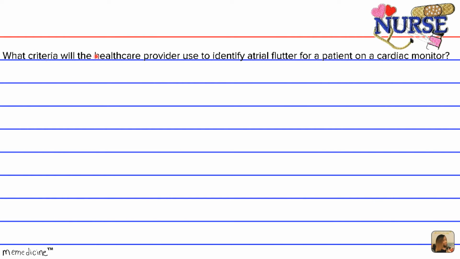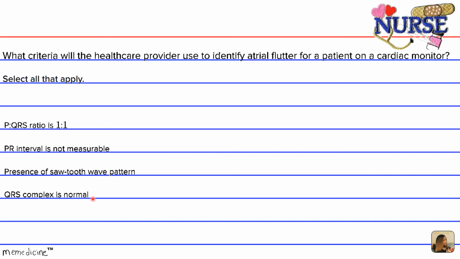What criteria will the healthcare provider use to identify atrial flutter for a patient on a cardiac monitor? Select all that apply. A, a P to QRS ratio of 1:1. B, a PR interval that is not measurable. C, presence of sawtooth wave patterns. D, the QRS complex is normal. And/or E, irregular RR intervals.